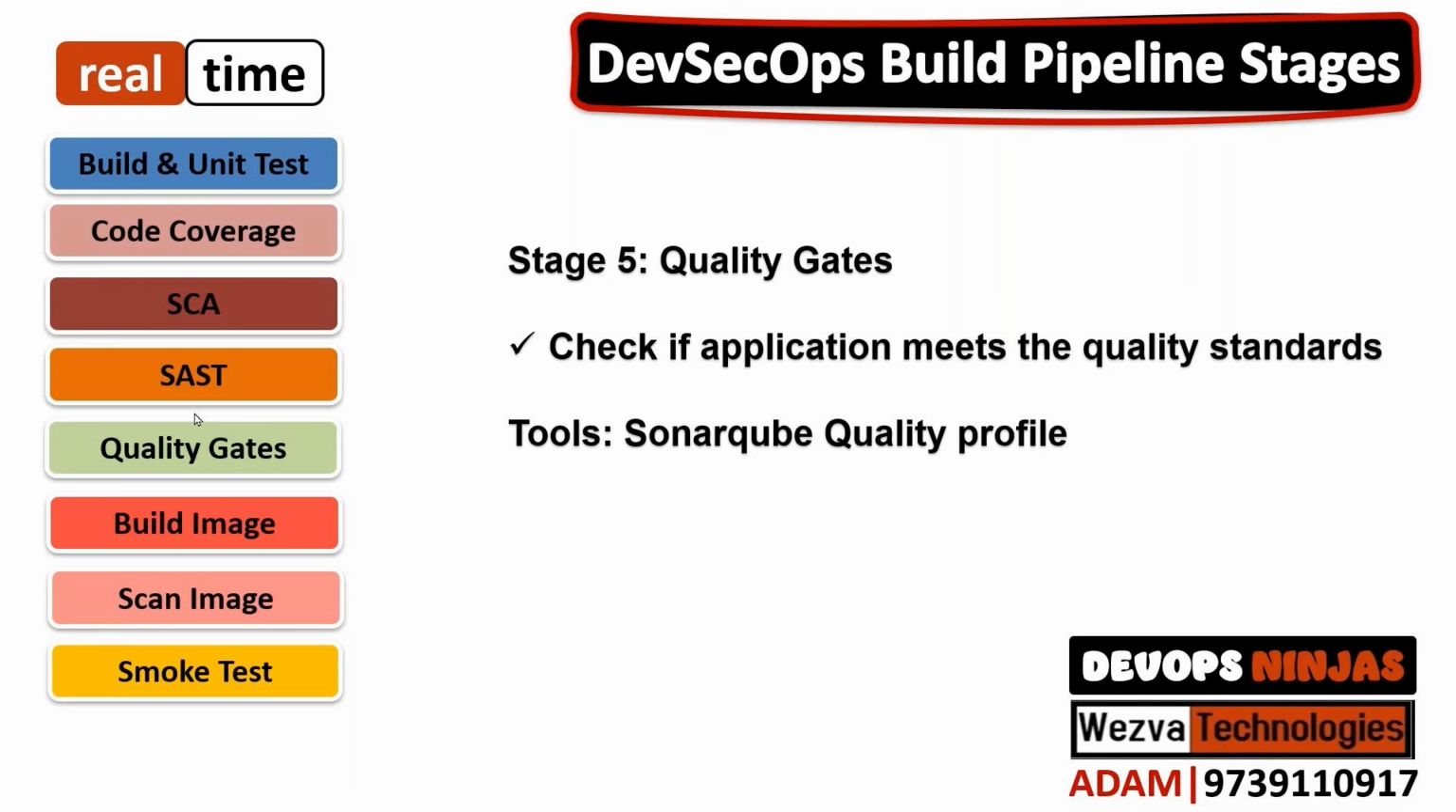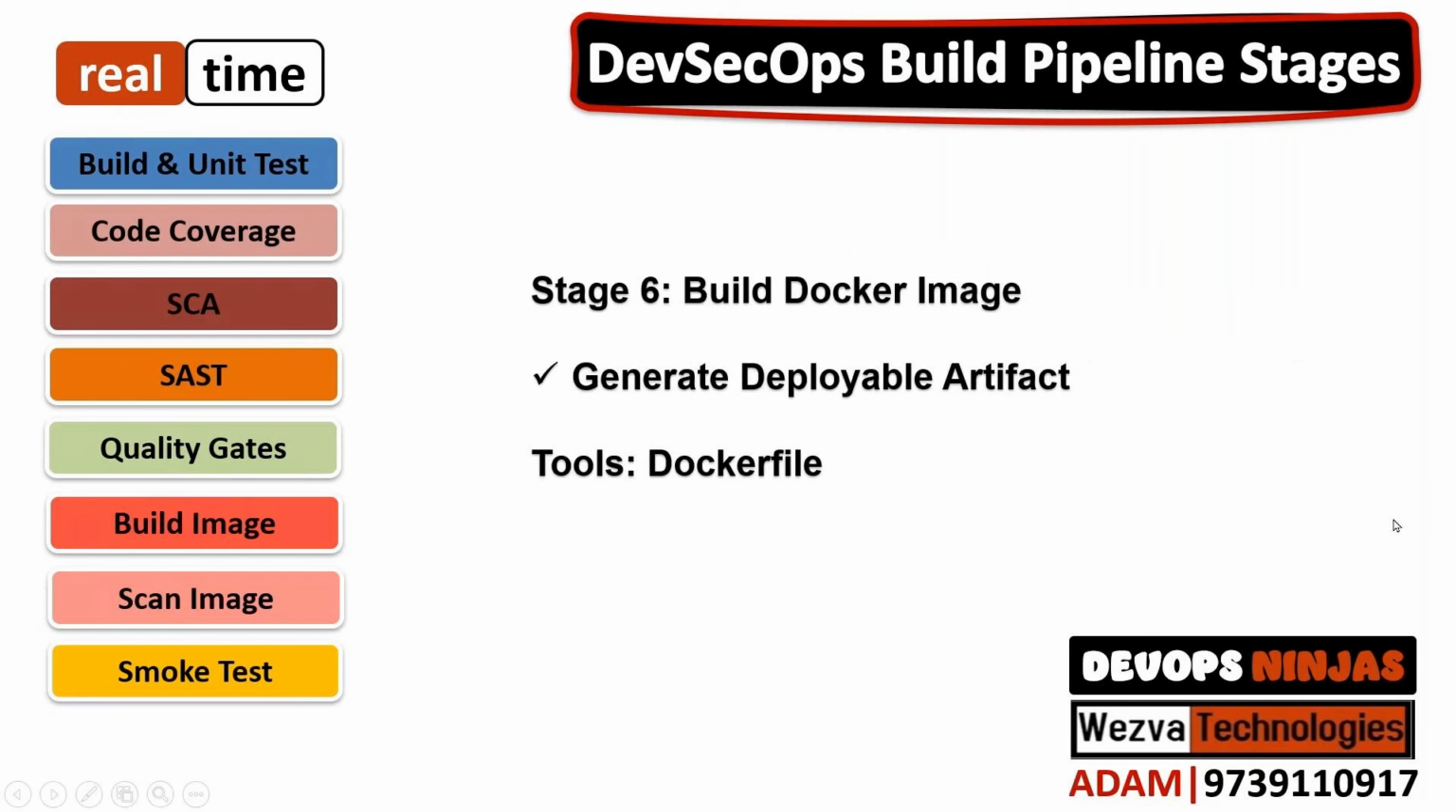So what we will do in our pipeline is we will run the individual code coverage, SCA, and SAST. We will store all of that into a SonarQube web page or a SonarQube dashboard, and then we run the quality gates against it and check whether we are meeting our standards. All right. So now, if your code has passed the quality gates standard, then we go ahead with the next stage. So what's the next stage?